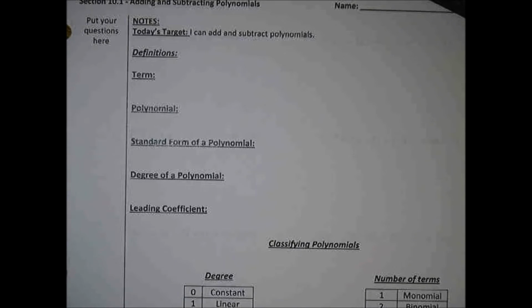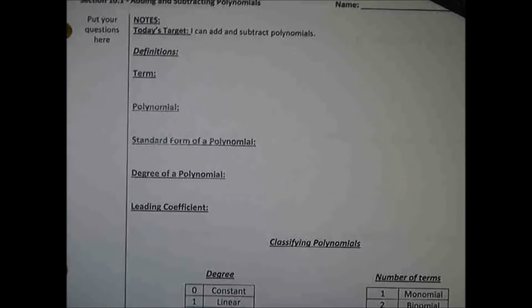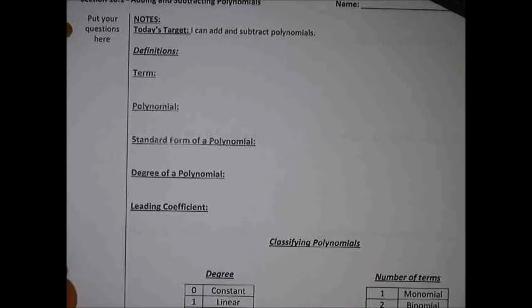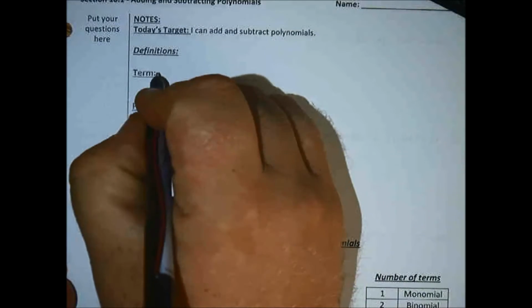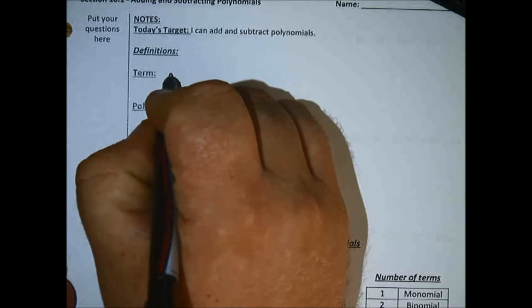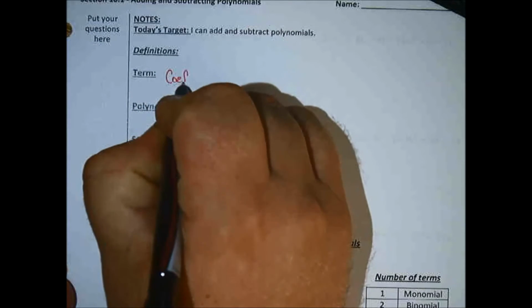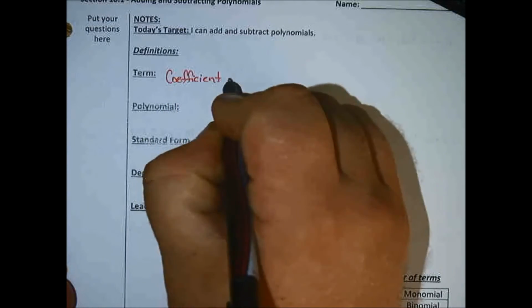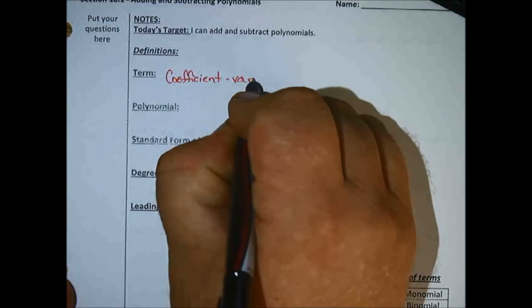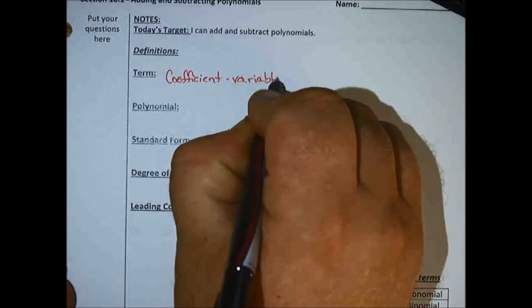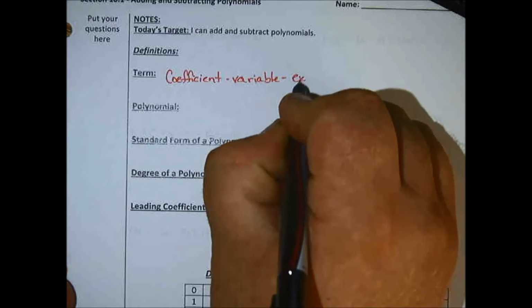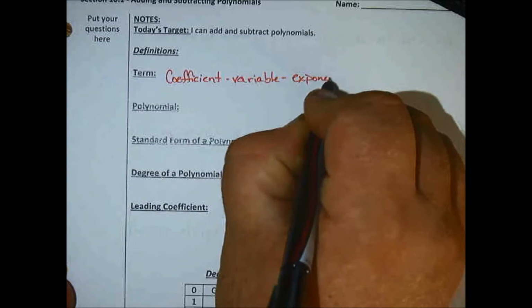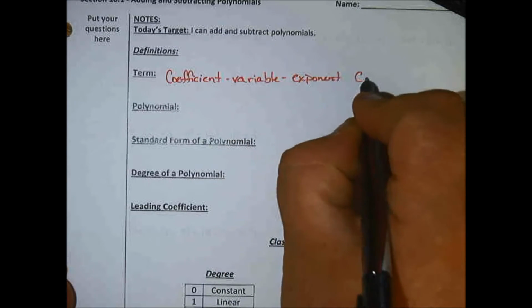But as always, we're going to start off with a few definitions. So term, we've talked about it before, and really what term means is the coefficient, variable, and exponent combination.